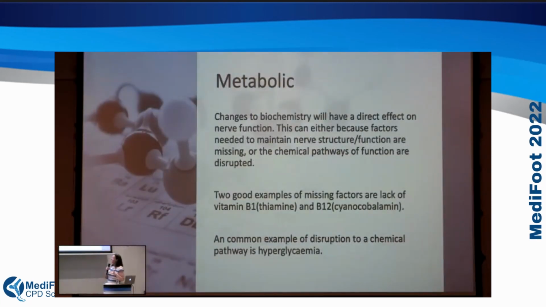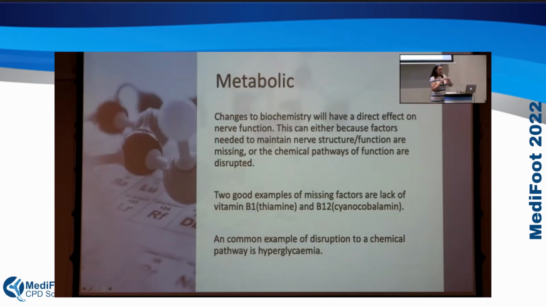All right, and we're only going to look at a couple of things here. But any change to the biochemistry of your body, whether it's in your tissues or whether it's in your blood, will have a direct effect on nerve function. And it either can be because the things that are needed to maintain the nerves being healthy and functioning correctly are missing, or it could be that there is a change in the chemical pathway of how that nerve functions. So it can either be something that actually damages the nerve physically because of a lack of it, or it could be something that damages the nerve physically because there's too much of it.